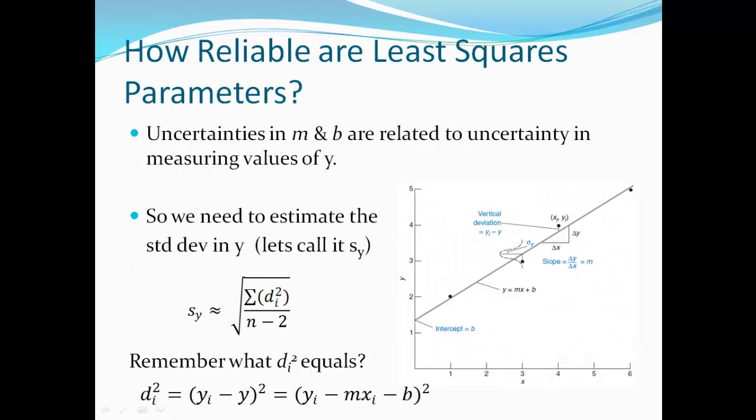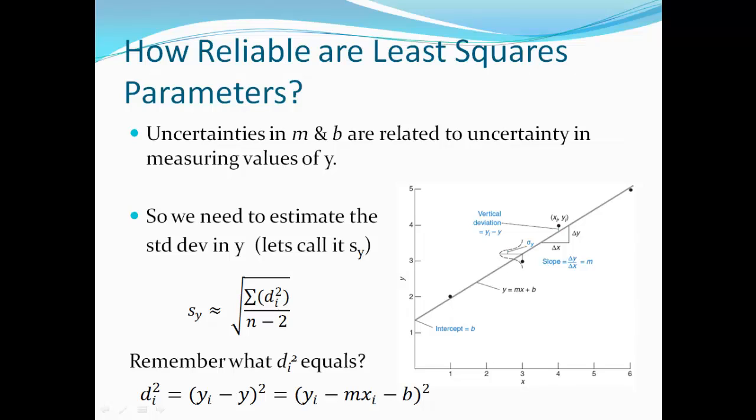The way we do that is by estimating the standard deviation in the y-axis and all the y vertical deviations. The uncertainties in the slope and in the y-intercept are related to the uncertainty in measuring the values of each y point. So that's why we need to estimate the standard deviation in y, and that's the equation for it. It's the square root of the sum of di squared, and I'm showing you what di squared is. We had seen that already. It's yi minus mxi minus b, squared. Plug that in, divide by n minus 2, and take the square root of it.